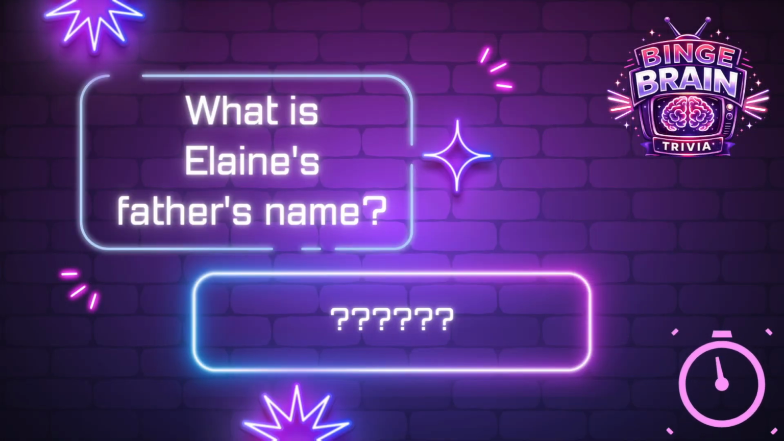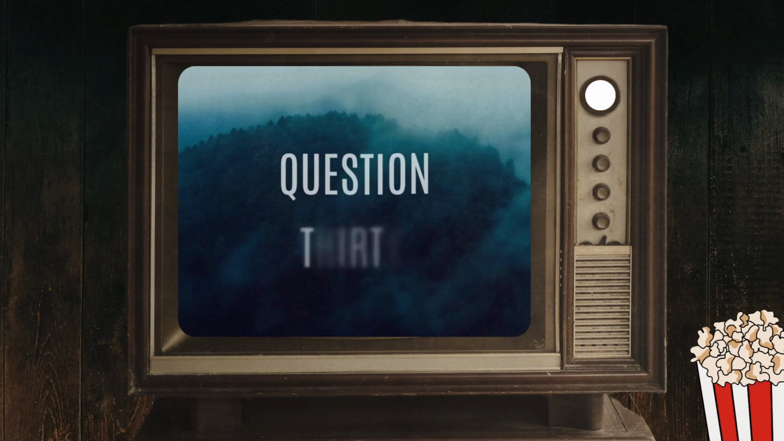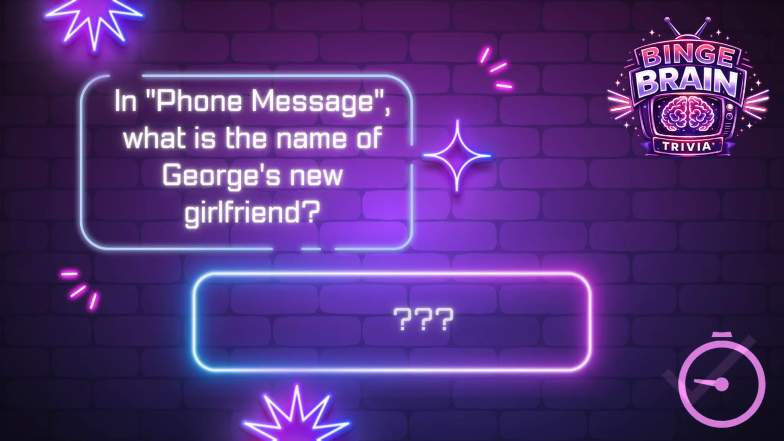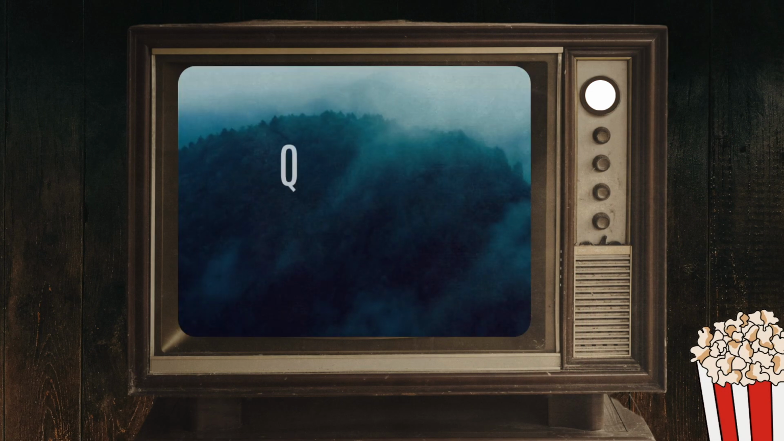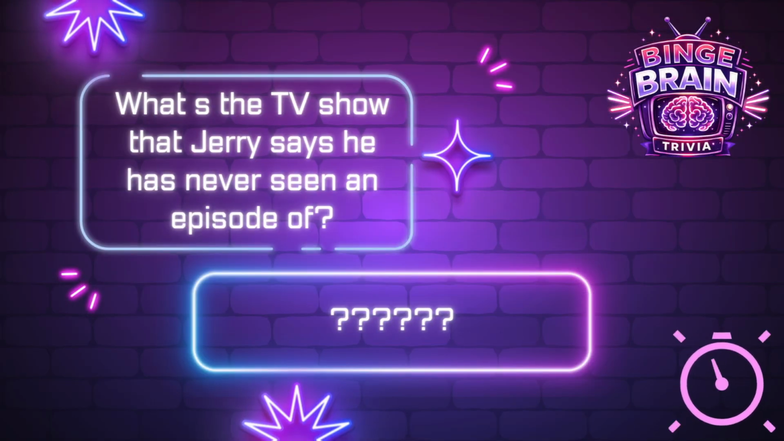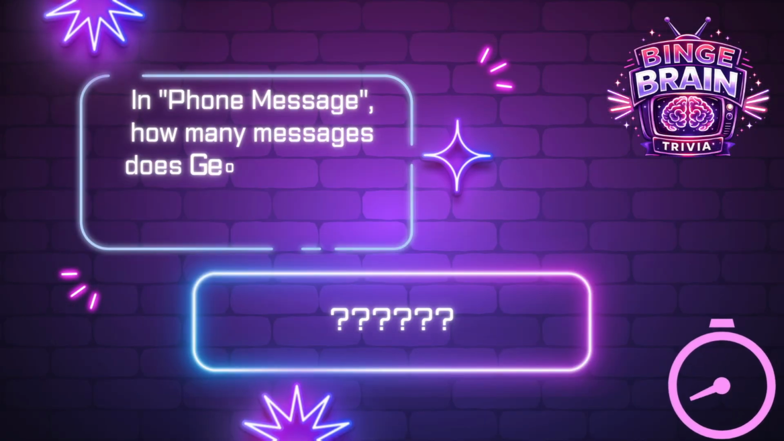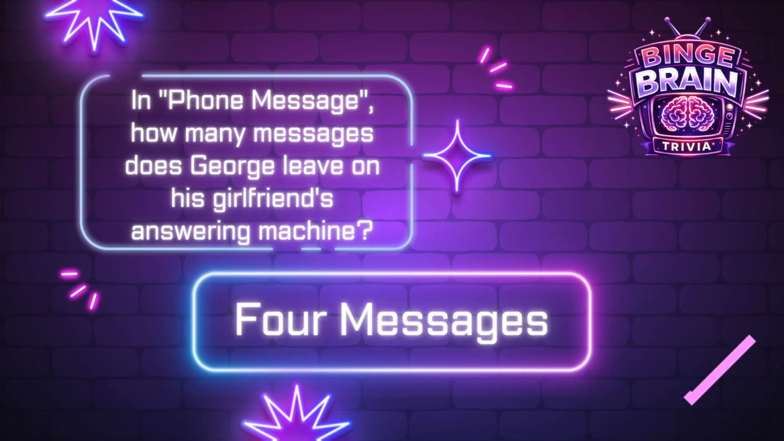What is Elaine's father's name? Elaine's father's name is Alton Bennis. In The Phone Message, what is the name of George's new girlfriend? In The Phone Message, the name of George's new girlfriend is Carol. What is the TV show that Jerry says he has never seen an episode of? Jerry says he has never seen an episode of I Love Lucy. In The Phone Message, how many messages does George leave on his girlfriend's answering machine? George leaves 4 messages on his girlfriend's answering machine.